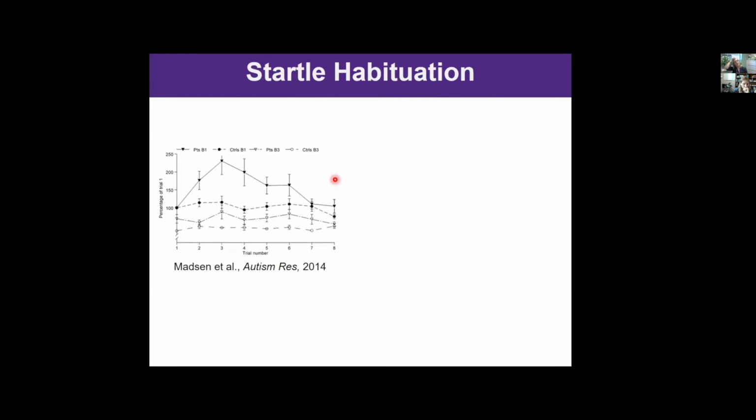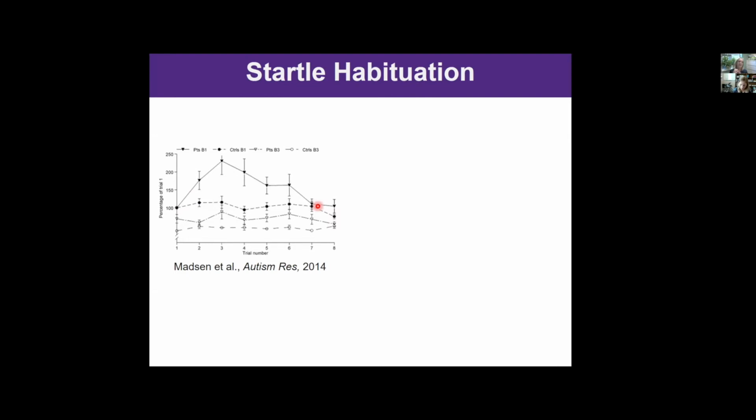I also want to mention one startle modulation, which is habituation. If we repeatedly startle someone, normally we would habituate to the startle response. Kids do not habituate that well, but in different control groups here they go slightly, slowly down a little bit. What we see in children with autism is a huge sensitization, at least an initial huge sensitization in this study. So children with autism also do not habituate as well to repeated startle stimuli as other children.